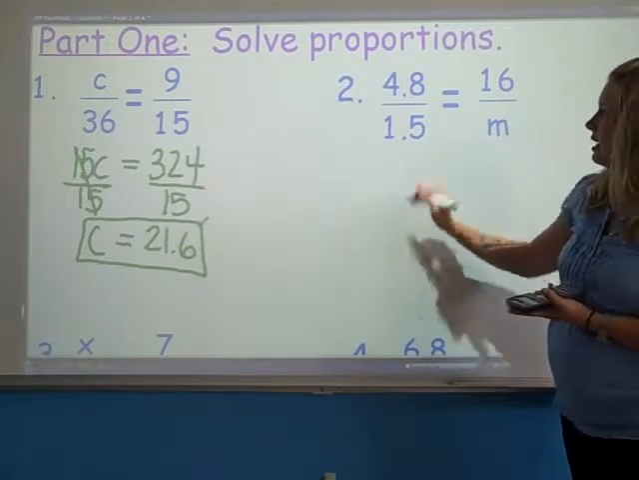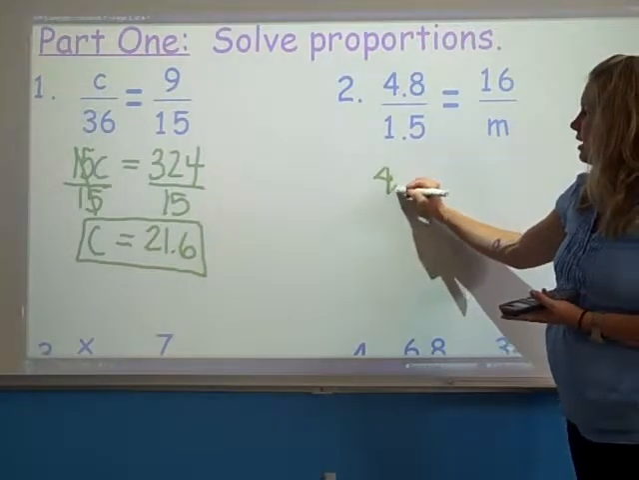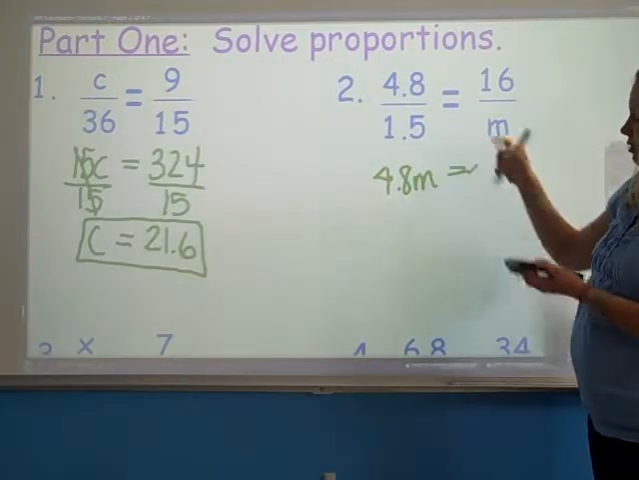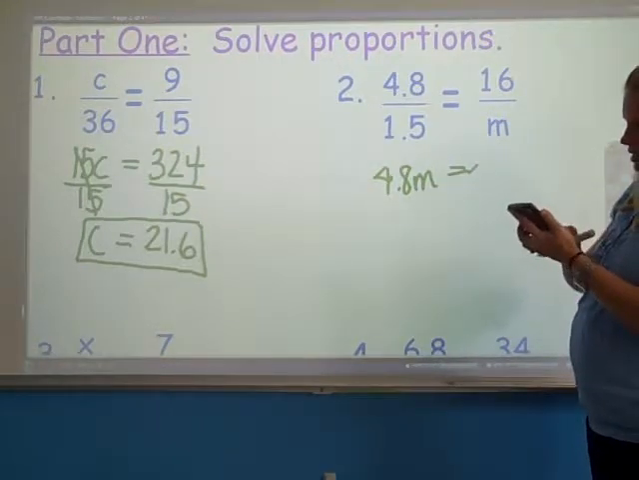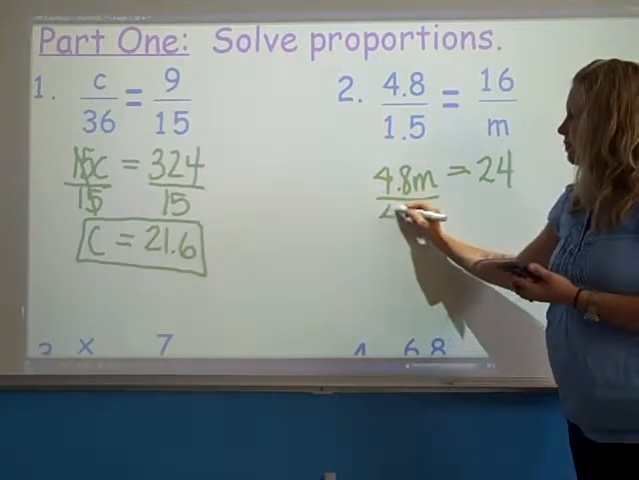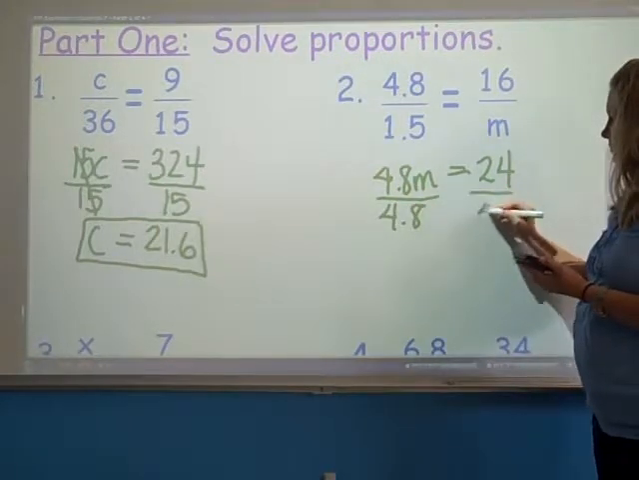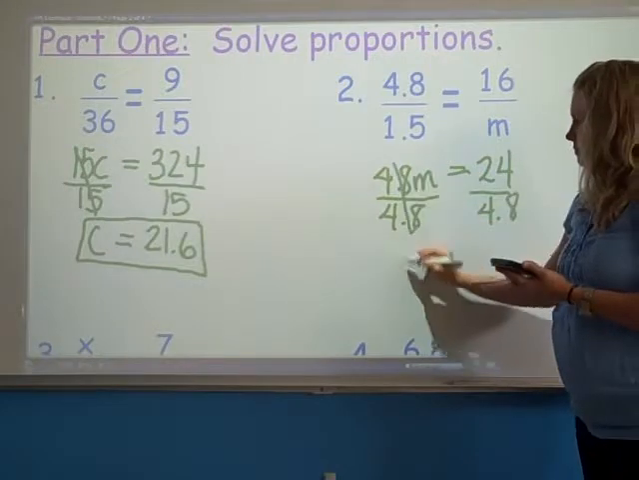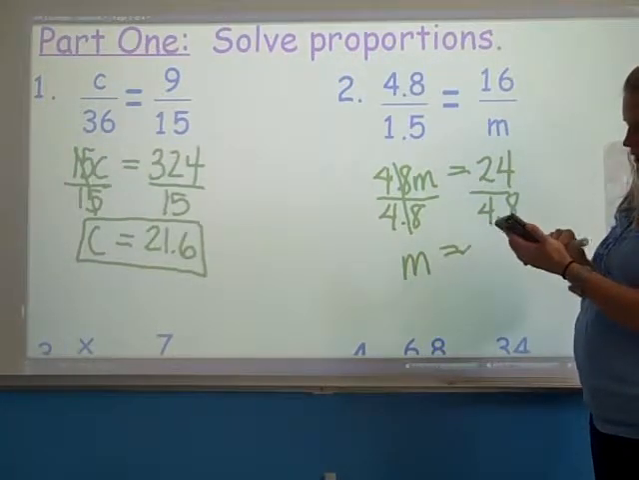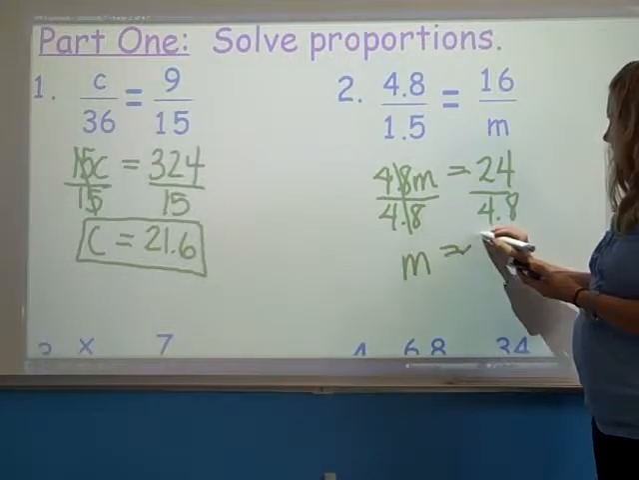4.8 times m is 4.8m. Equals, equal signs line up, 1.5 times 16, 24. Divide both sides by 4.8. Cancel it out. M equals 24 divided by 4.8 is 5.